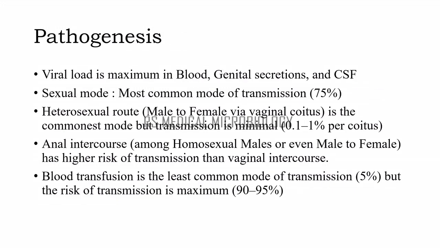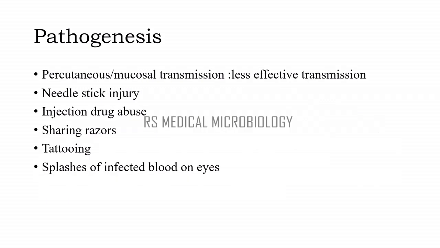Pathogenesis: we all know the virus is maximally transferred by blood and blood products, genital secretions, and CSF. Among sexual modes, the heterosexual mode is the commonest, but the risk of transmission is very low. Anal intercourse or homosexual contact carries a higher risk of transmission compared to the heterosexual mode. Blood transfusion is the least common because of the prevalent practices, but if it does happen, it has a very high risk of transmission.